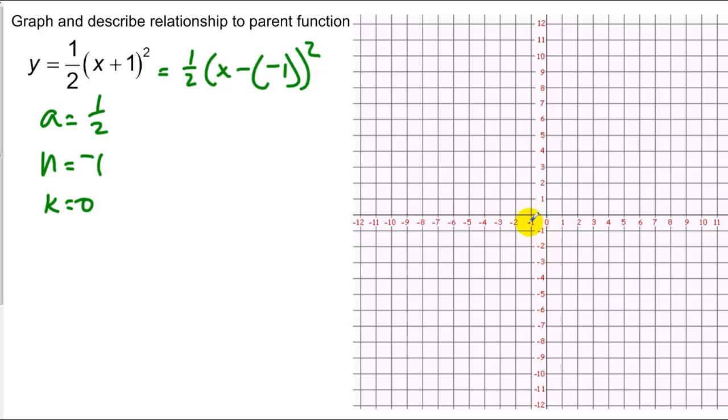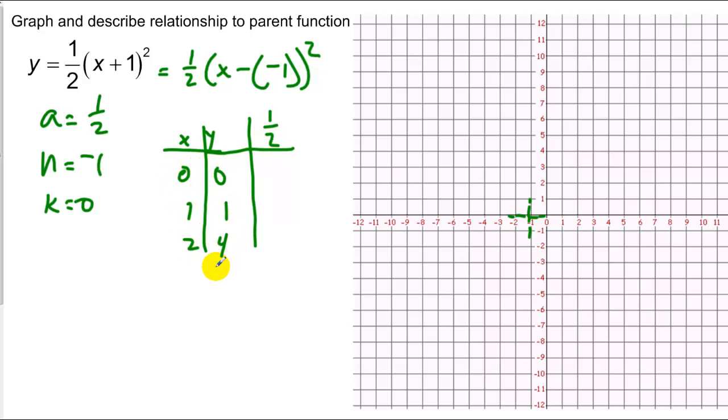I'll move over to negative 1, 0, put my little new origin down here. I'm going to now look at y equals x squared once again. So here's x and y, but this time I'll take and multiply my y values by a half. So I have 0, 0, 1, 1, 2, 4, 3, and 9. Multiply all those by a half: 0, a half, 2, and 4.5.